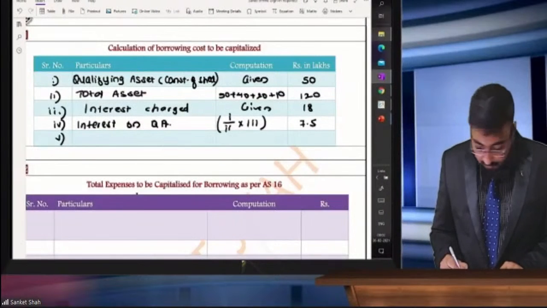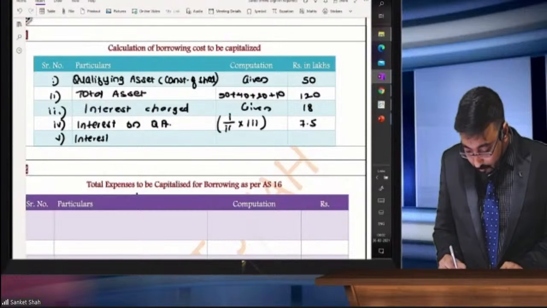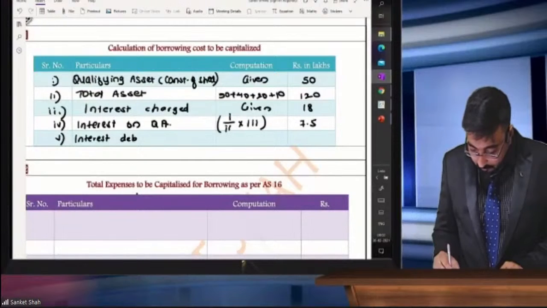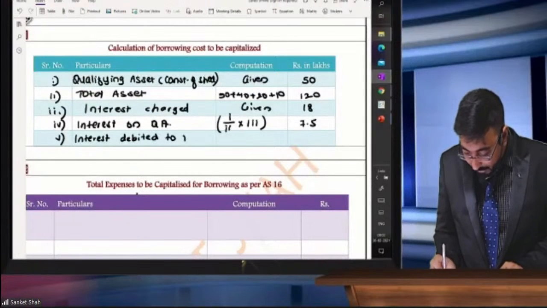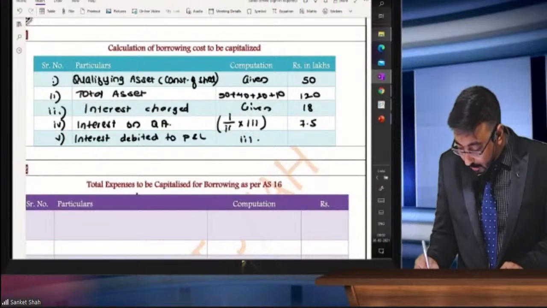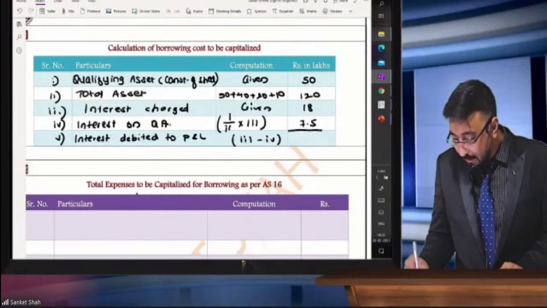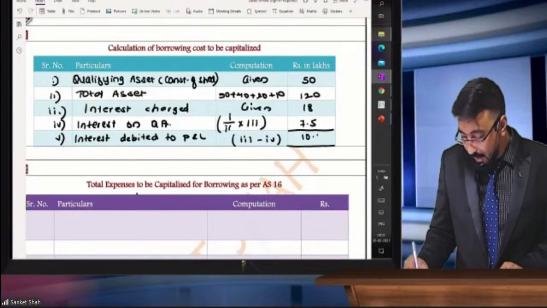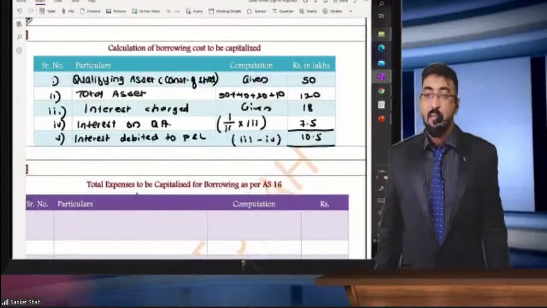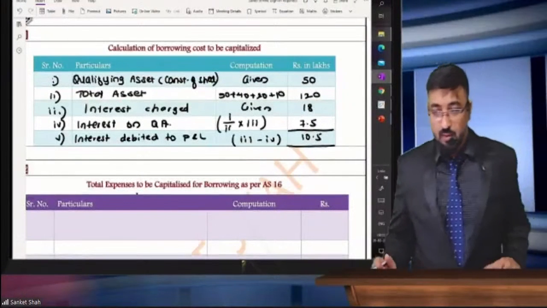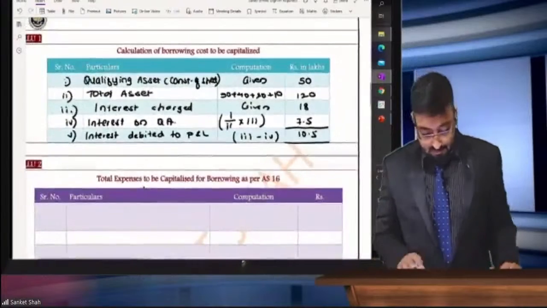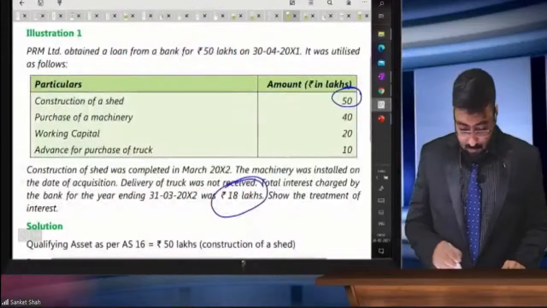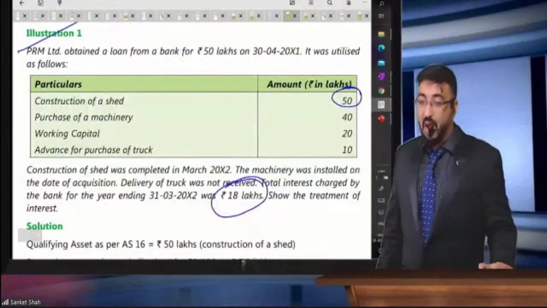And interest debited to P&L. Roman 3 is the total interest. Out of that, you will capitalize 7.5. So the remaining balance is 10.5. The remaining balance you will debit to P&L. Easy? Yes. So we have completed illustration number 1.